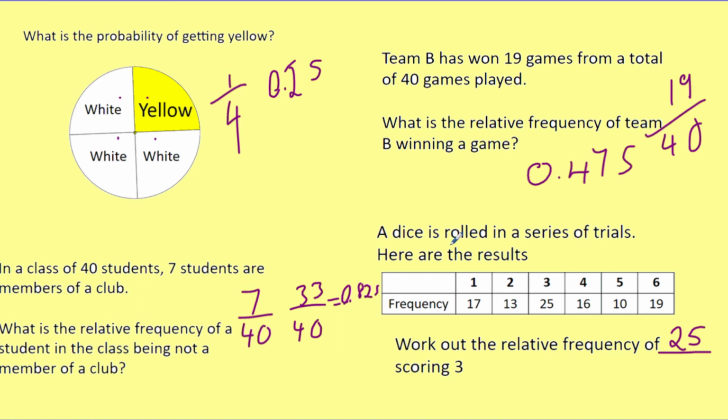So we're going to add these up very quickly. 17 plus 13 plus 25 plus 16 plus 10 plus 19. That gives us 100. That's nice. So 25 out of 100, which we can then make into a decimal, which is 0.25.